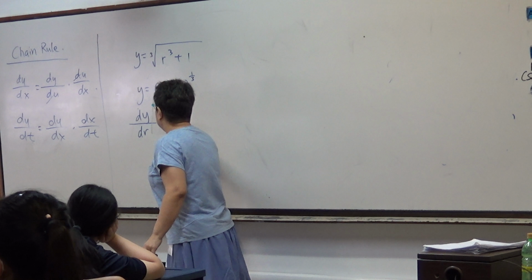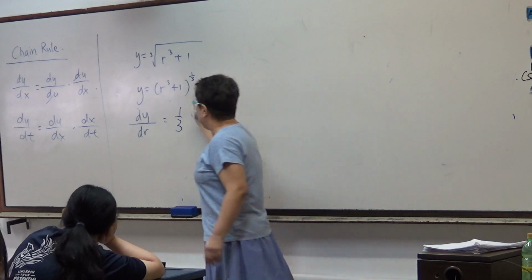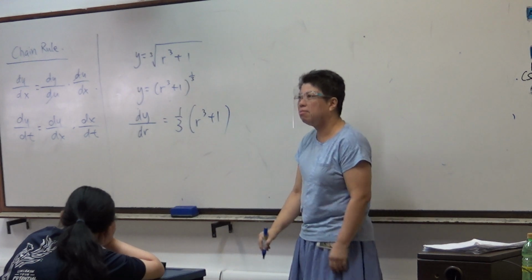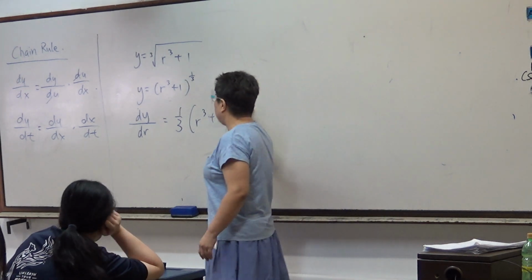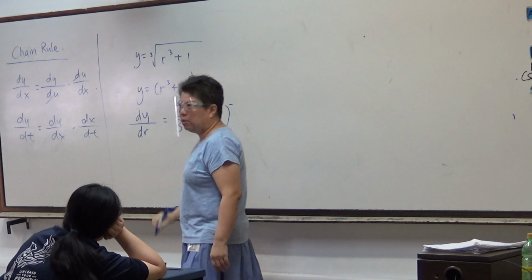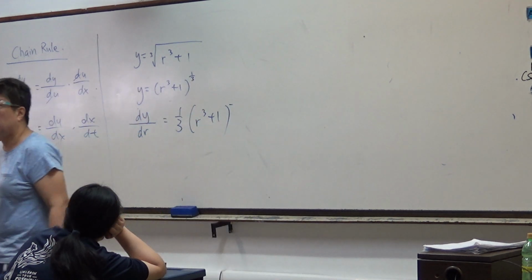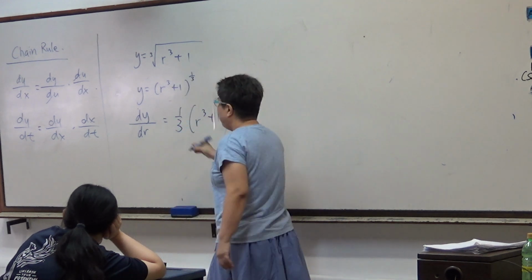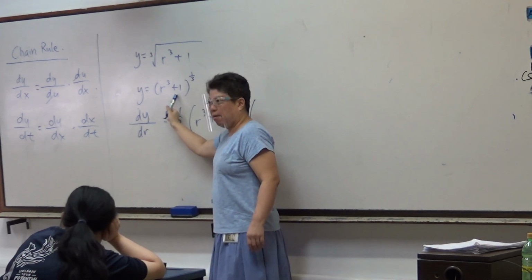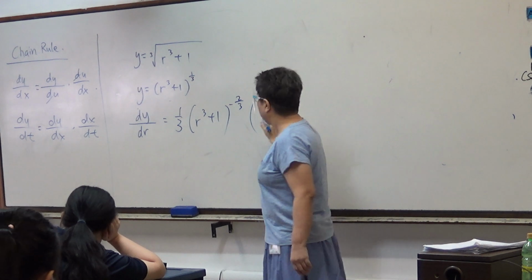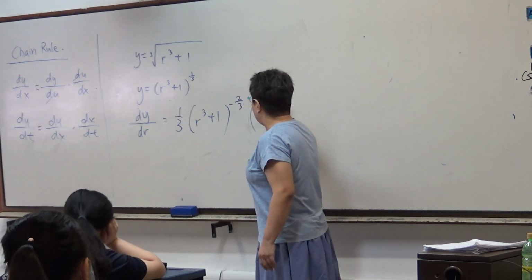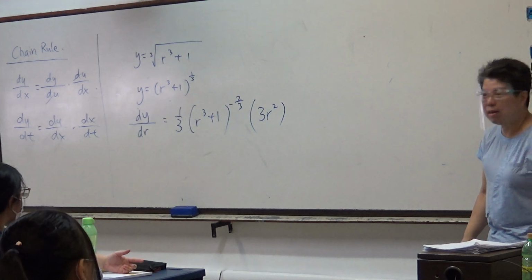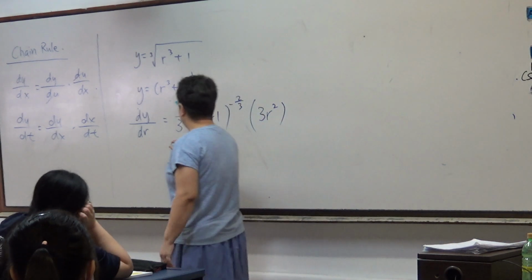I bring 1/3 down, right? Then I have r cubed plus 1 to the power of 1/3 minus 1. What's 1/3 minus 1? You don't know, you go back to primary school. Negative 2/3, very good. Then don't forget, I must differentiate inside. Inside is what? 3r squared, right? Everybody okay? Alright, now I simplify.